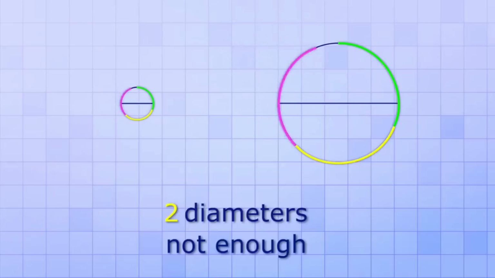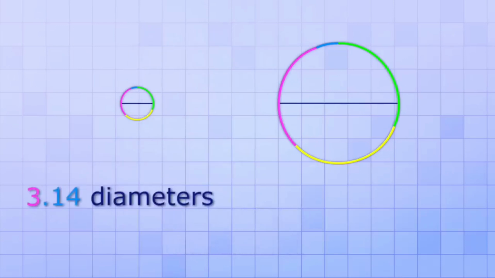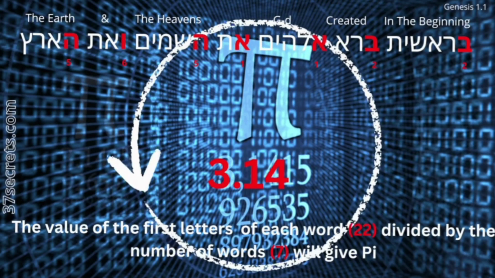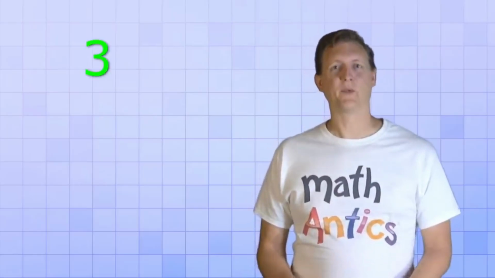Oh, so close! Three diameters is almost enough, but it looks like we're going to need just a little bit more to form a full circumference. That little bit more turns out to be about 0.14 diameters. That means that it takes 3.14 diameters to equal one circumference for any circle, big or small. So the value of pi is always 3.14. Well, okay, pi is a little more complicated than that.